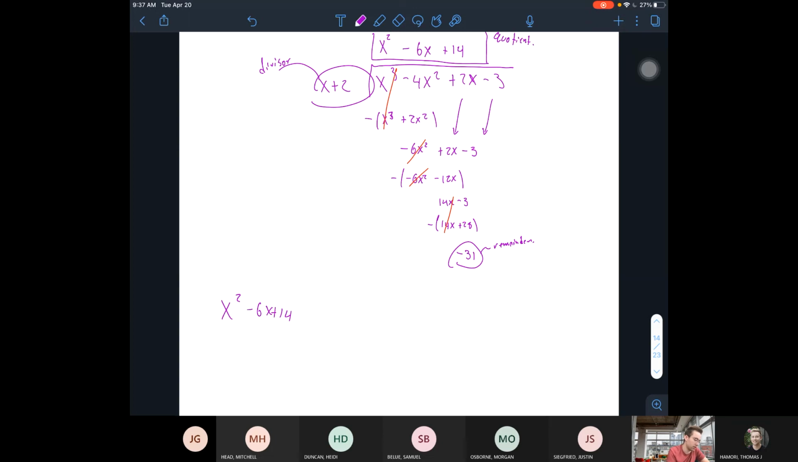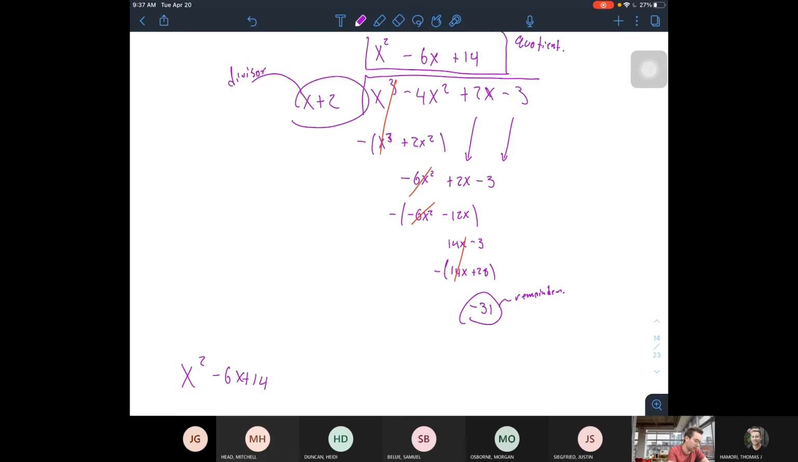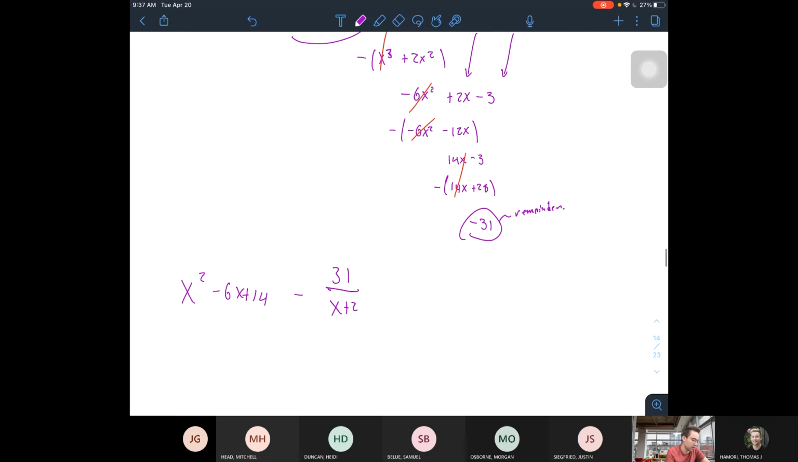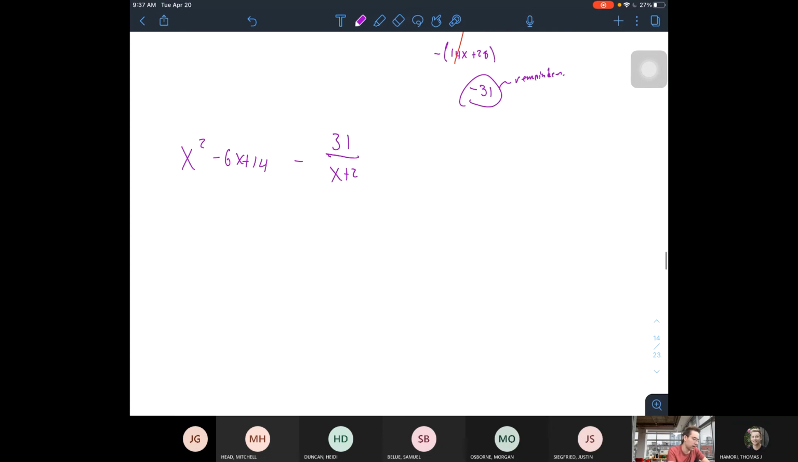So all we have to do to express that last little bit of this problem is to write minus 31 over x plus 2. Okay? So this is not unlike when you had to do something like, what is 9 divided by 8? Well, it's 1 plus 1/8, right? Because 8 goes into 9 once evenly, with a remainder of 1. So it equals 1 remainder 1.